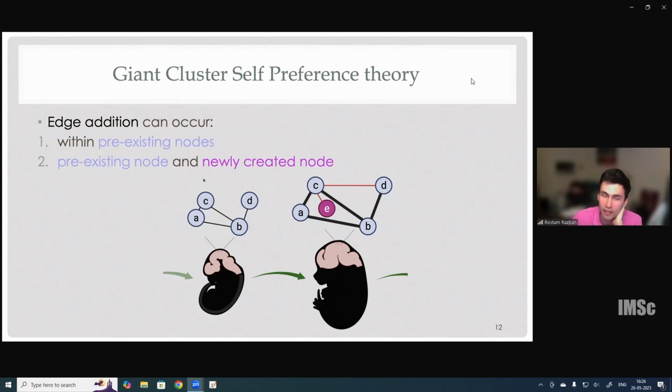So in this left case, C and D did not have an edge, but in the process of growing, which I also tried to show by the network expanding a little bit, you see A and C are really close together, but now A and C are further away because the brain is growing from the left to the right. C and D can also form an edge. It's not just limited to C and E.